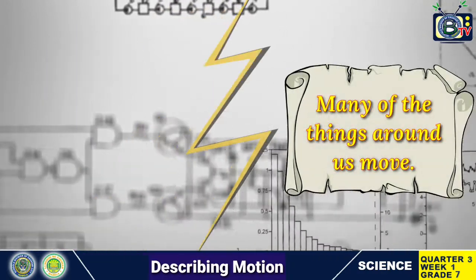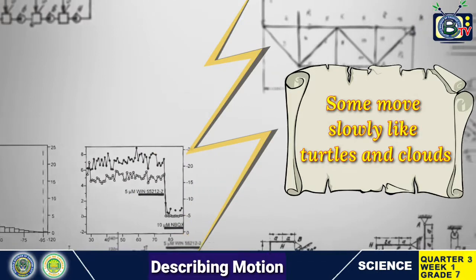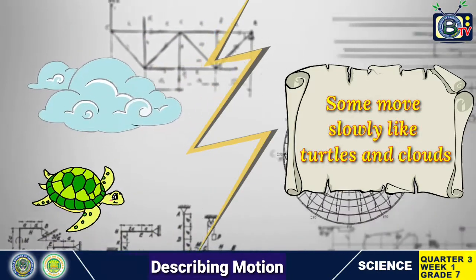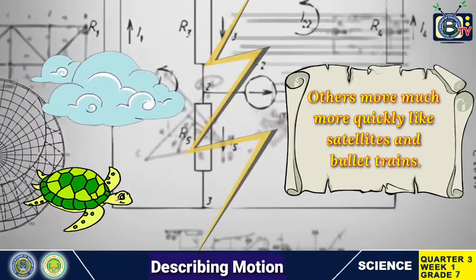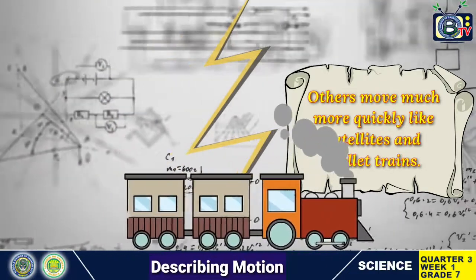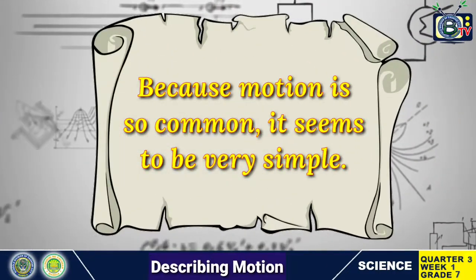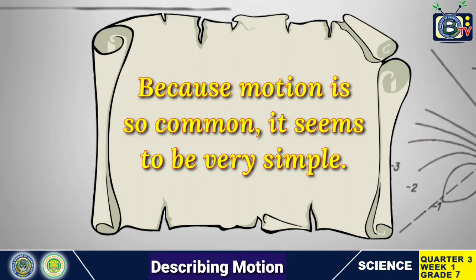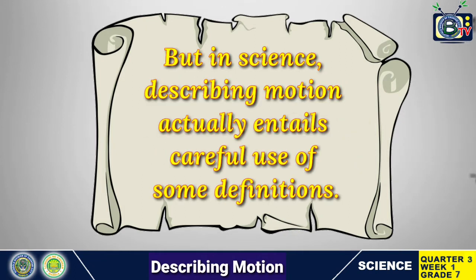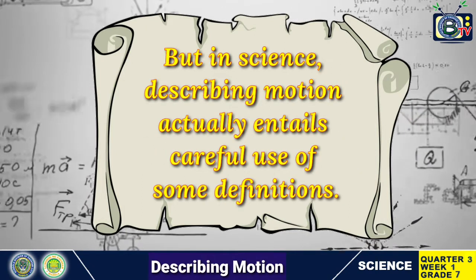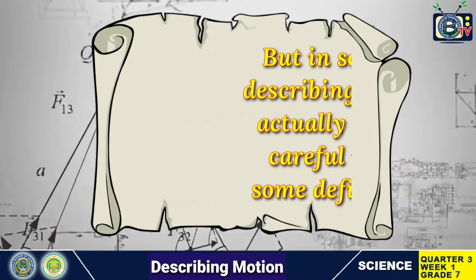Many of the things around us move. Some move slowly, like turtles in clouds. Others move much more quickly, like satellites and bullet trains. Because motion is so common, it seems to be very simple. But in science, describing motion actually entails careful use of some definitions.